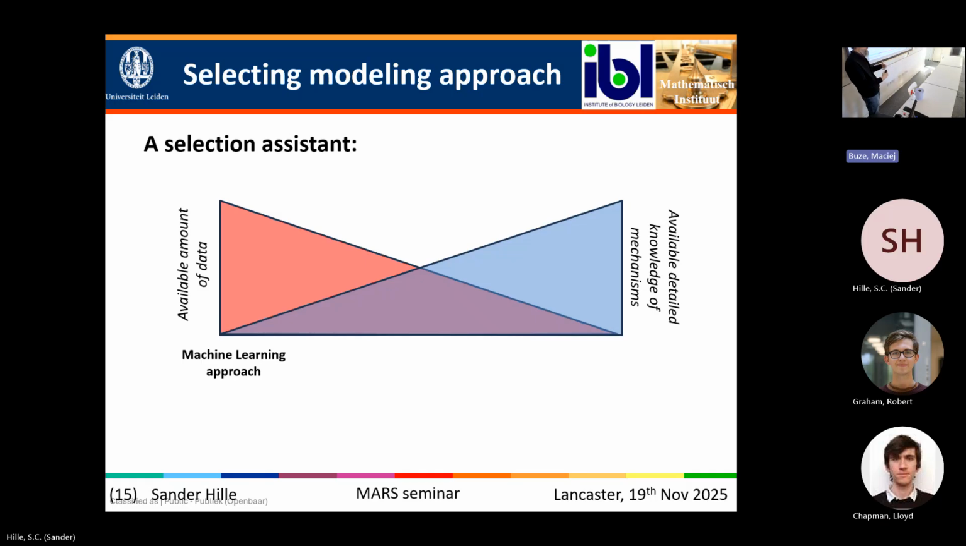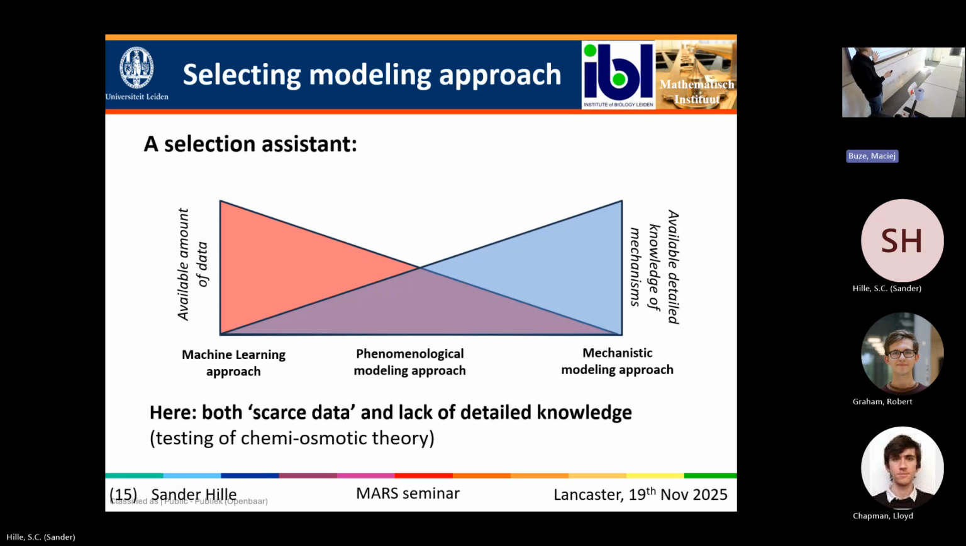You can use that to gain insight into what could be there. On the other end of the spectrum, you have the mechanistic models, where you need a lot of knowledge of the physics and how everything interacts, and then you can even draw up models with hardly any data. But in our case, we are in the middle, the phenomenological modeling approach, a mix of both, because we don't know whether the chemiosmotic theory is right. We want to test that, and then gain more insight. So we are in this middle section.